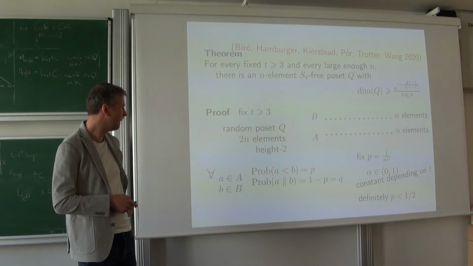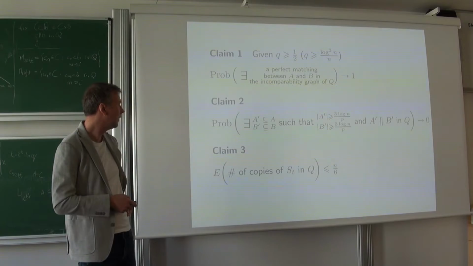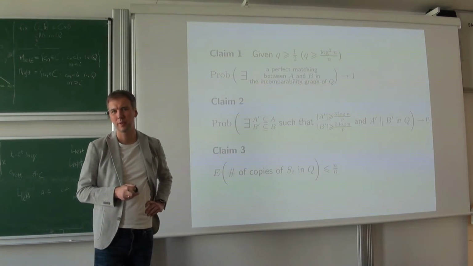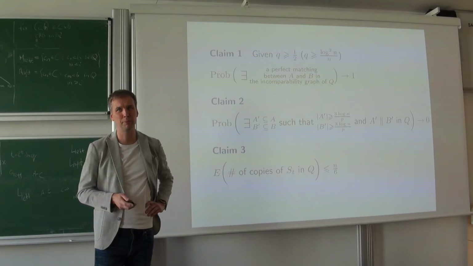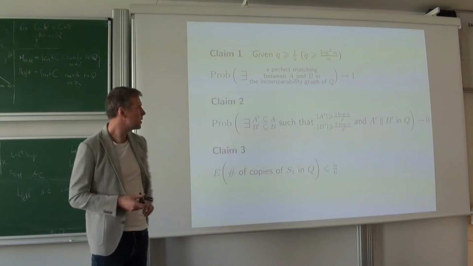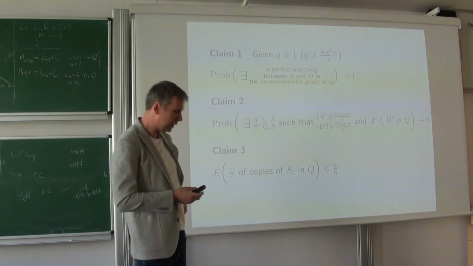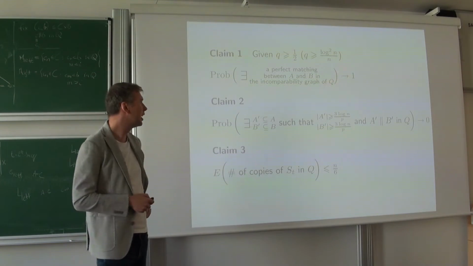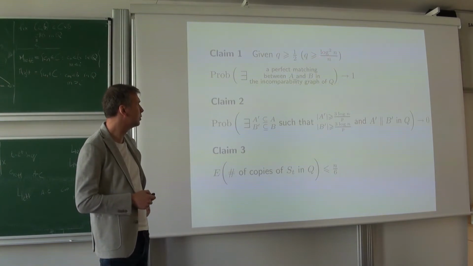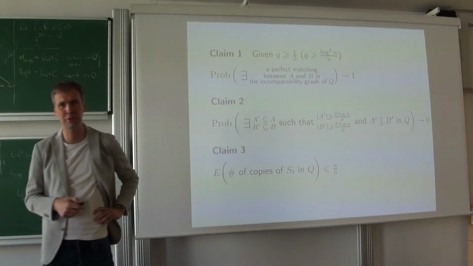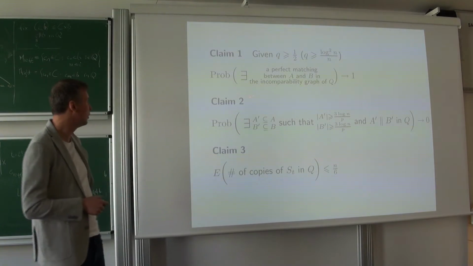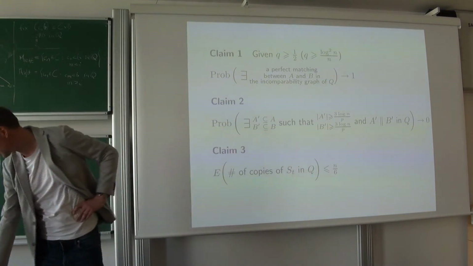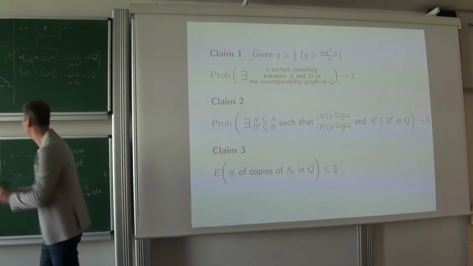And now there are 3 claims, and a very short argument to wrap them up. So given that p is less than 1/2, and actually this claim would work also on a much milder assumption on q, we have almost surely the following thing. Okay, let me clean the boards first.